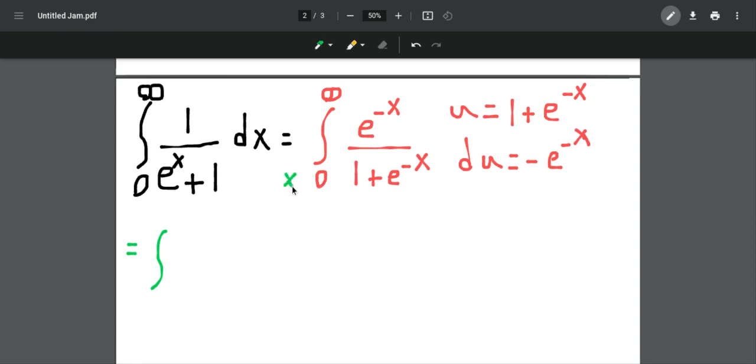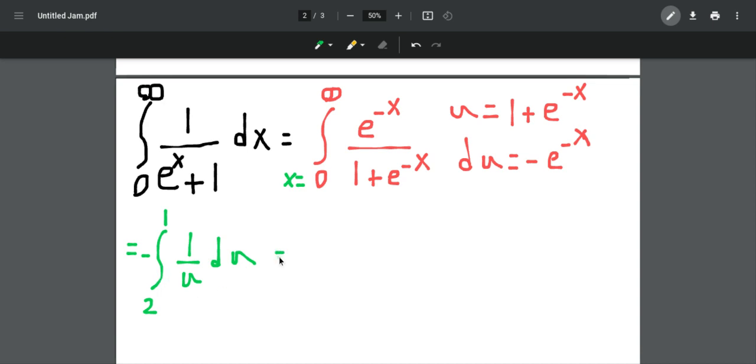So as x is equal to 0, we know that e to the power of 0 is just 1, 1 plus 1 is 2, and as x goes to infinity, e to the negative infinity is 0, 0 plus 1 is 1. And we have negative 1 over u, so I'm going to include the negative, and then 1 over u du. The reason I put the negative outside of the integral is that I want to use the negative to interchange the boundaries of the integral.